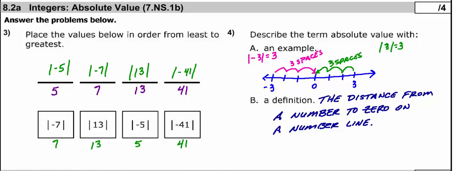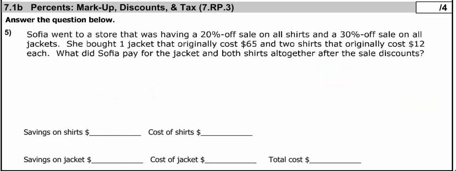On to number 4. On to number 5. In problem number 5, we've got Sophia. She's going to the store. She's buying some things that are on sale. 2 different items here. She's buying a jacket and she's buying some shirts. The shirts are on sale 20% off, and they originally cost $12.